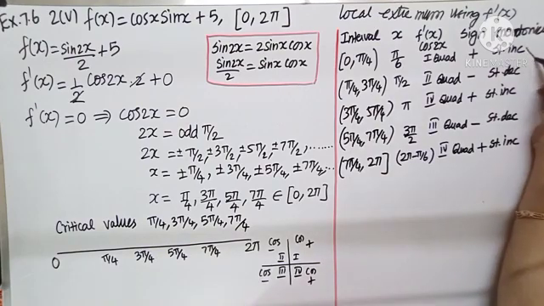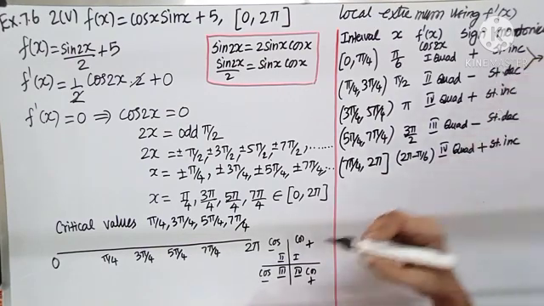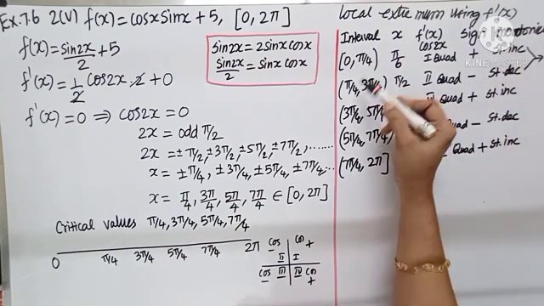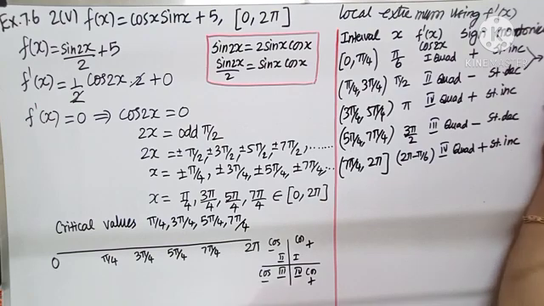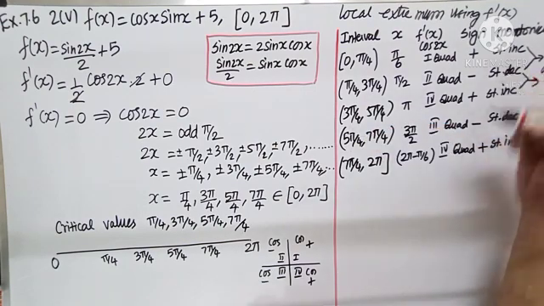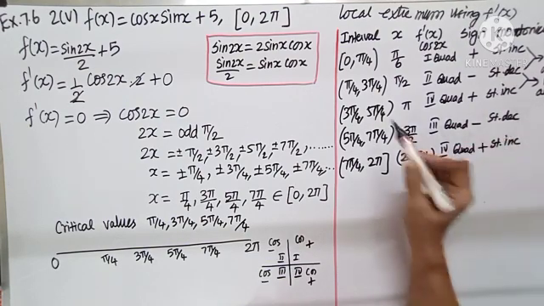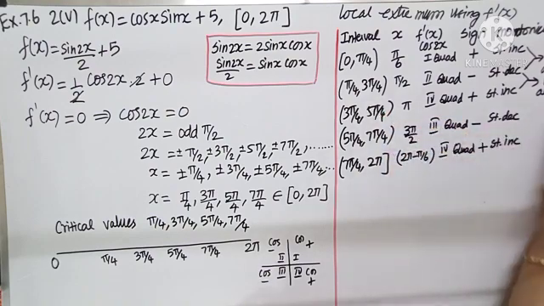Remember the idea. Increasing to decreasing, it is a maximum. So the word local, from plus to minus, this number is common, π by 4. So I will say maximum at π by 4. The next one, decreasing to increasing, it is a minimum. What is the common point? 3π by 4. So minimum at 3π by 4.